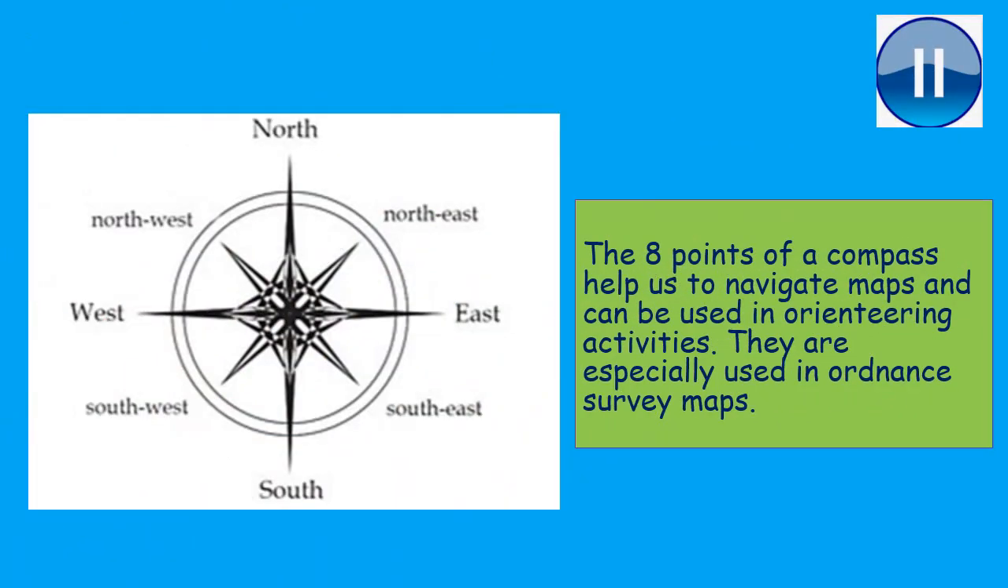The 8 points of a compass help us to navigate maps and can be used in orienteering activities. They're especially used in Ordnance Survey maps. So our 8 points are north, northeast, east, southeast, south, southwest, west and northwest.